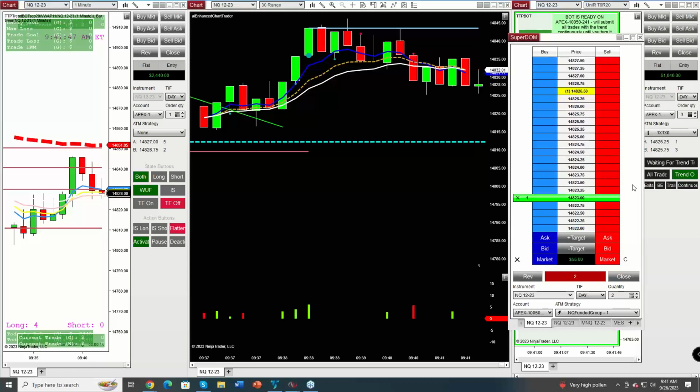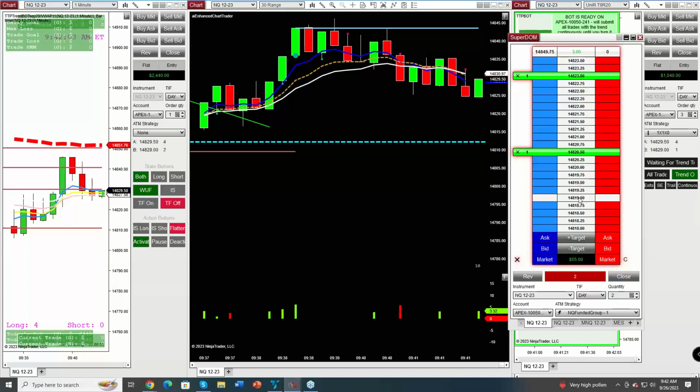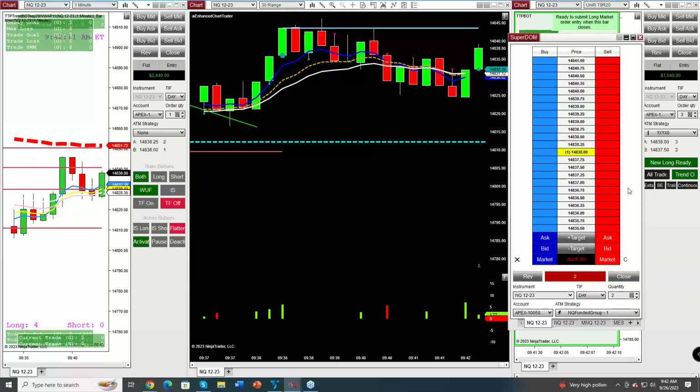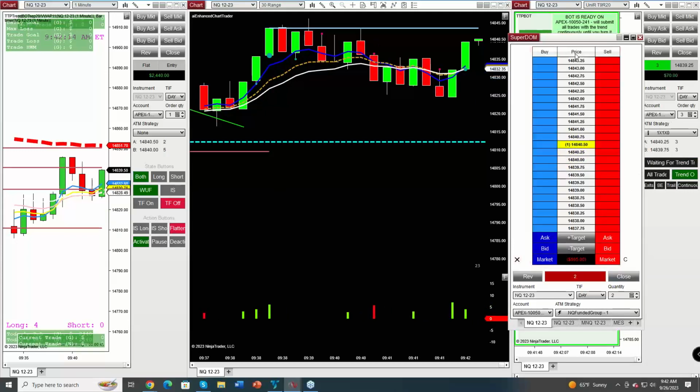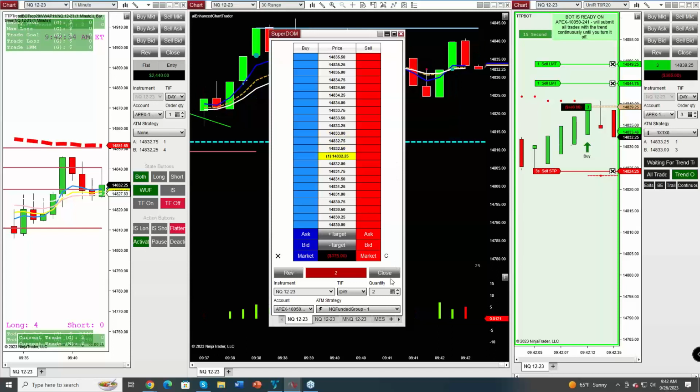Need the 2-minute to break down. Come on, give me 18. I don't like that we're holding in here. The 2-minute is longs. The original bot just took a long. Chop again.